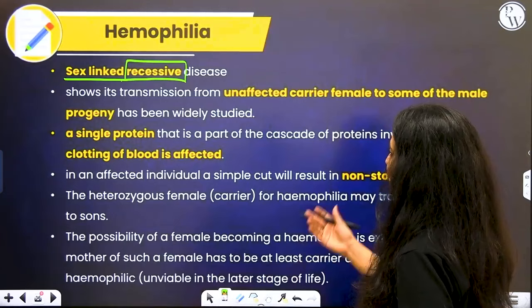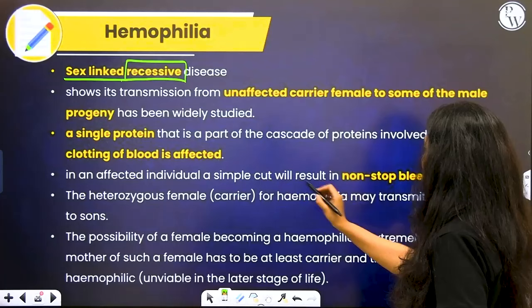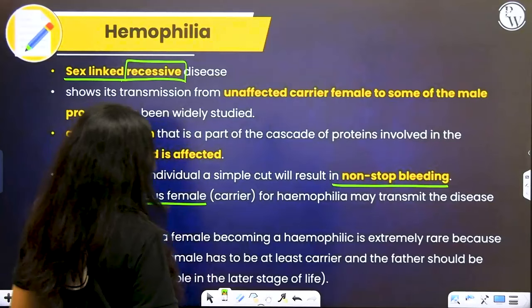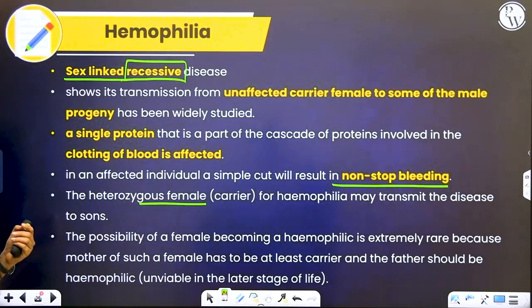In an affected individual, a simple cut will result in non-stop bleeding. Over here also, since it's X-linked, the heterozygous female will not show the symptoms because there's another normal allele that will make up for the defective allele, but she has the ability to pass it on to her son. If a female has to be hemophilic, then the father has to be hemophilic and the mother has to be a carrier, similar to what I said earlier.